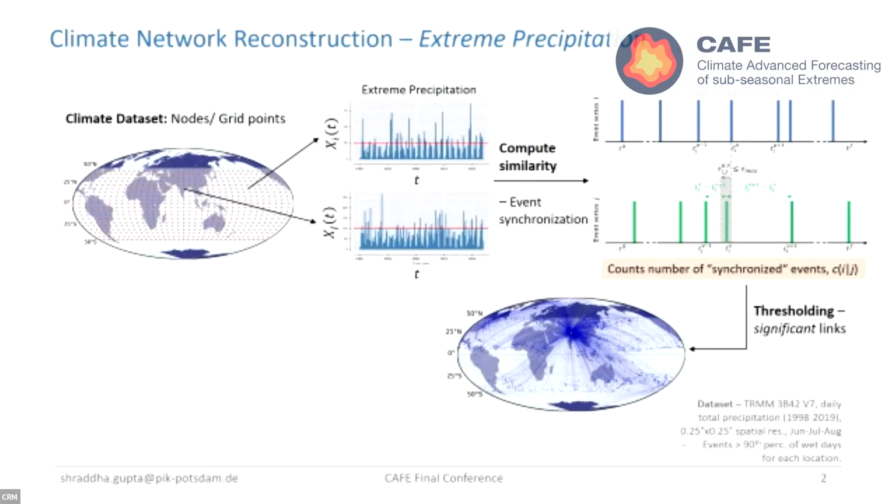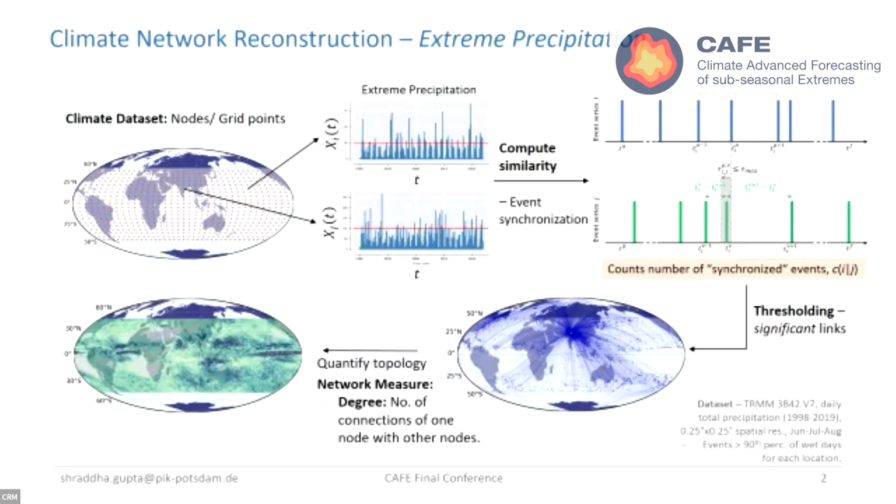Once we have our network, the next step is to analyze the topology of the network. We use different network measures, and the network measure I primarily use here is degree, which counts the number of connections one node has with other nodes, basically giving the importance of the node with respect to how well connected they are.